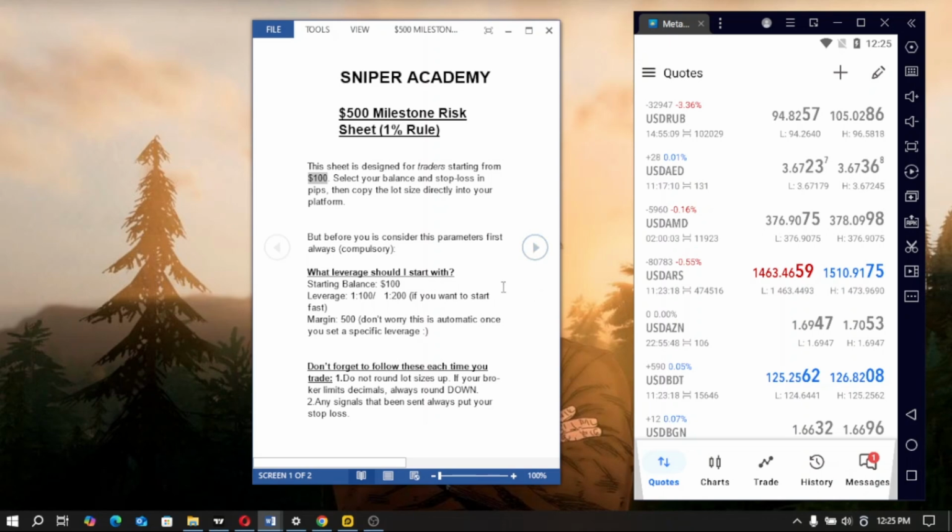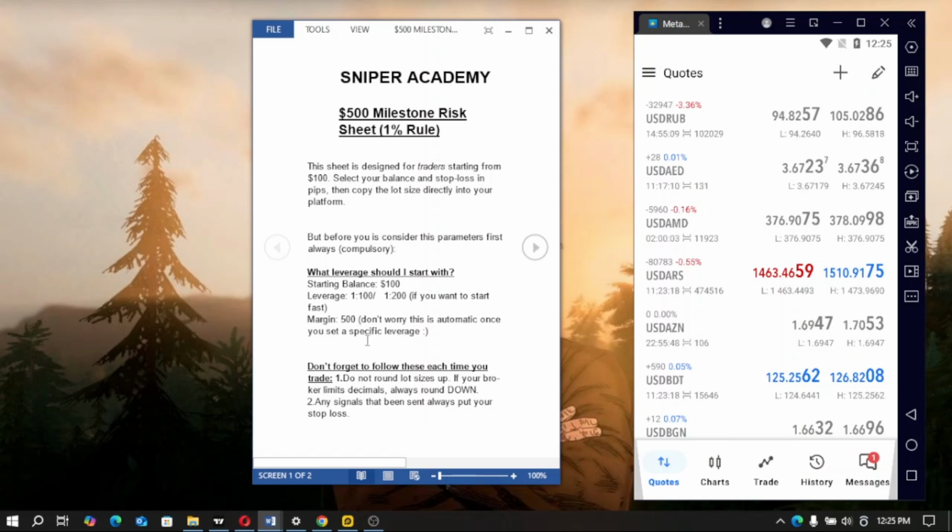The second one is your leverage. You want to set your leverage to 1 is to 100 or 1 is to 200. It is right there in your dashboard if you went through the assignments that I gave you. The leverage is 1 is to 100 or 1 is to 200, and the margin will automatically be set to 500. So don't worry about it.